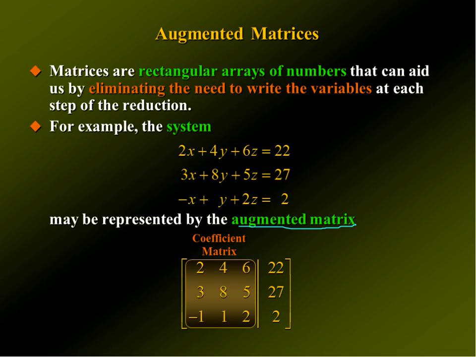First of all I write the coefficient matrix. I write 2 over here, and similarly 3 over here, and -1 over here. Then I put a straight line, and then I put all these values. So this is called the augmented matrix.